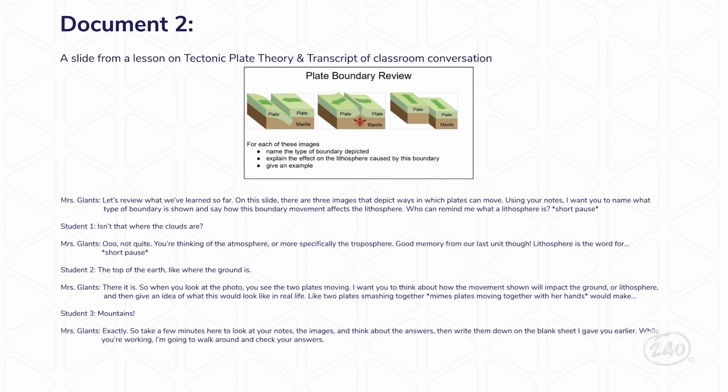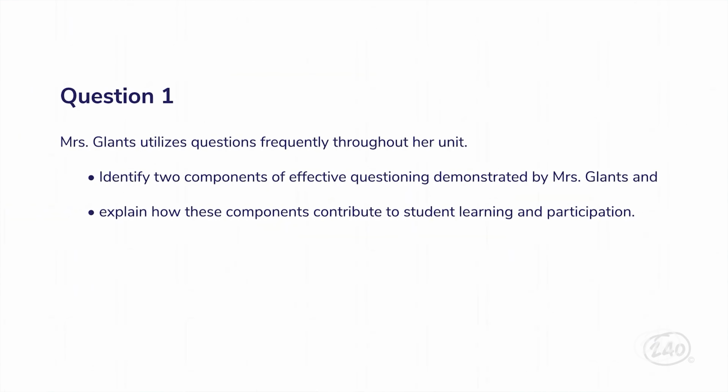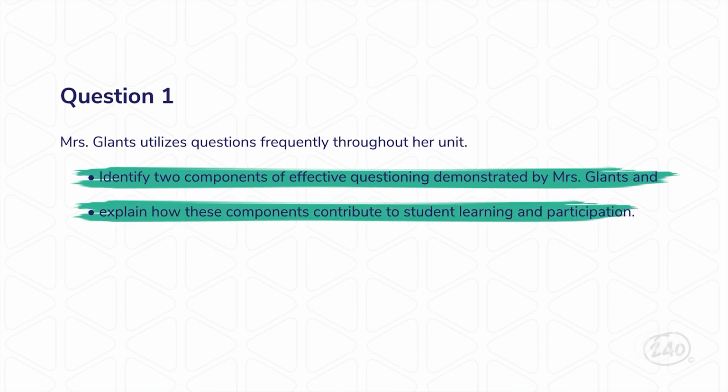Then, once you read the question, you can go back and look for the specifics that you need to focus on. And last, we get a transcript of a conversation between the teacher and one student in particular. Okay, here's the question we need to answer. We need to choose two components of effective questioning that the teacher used, and we need to explain how these elements help students learn. Go ahead and take a moment to think through what you would write.